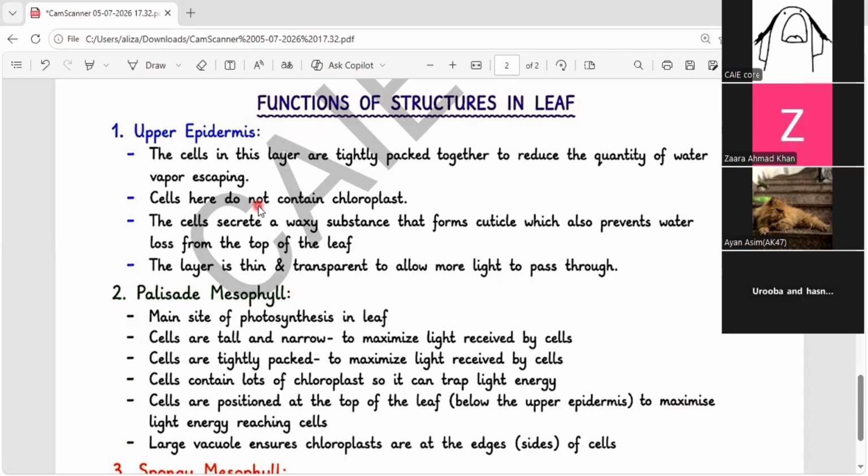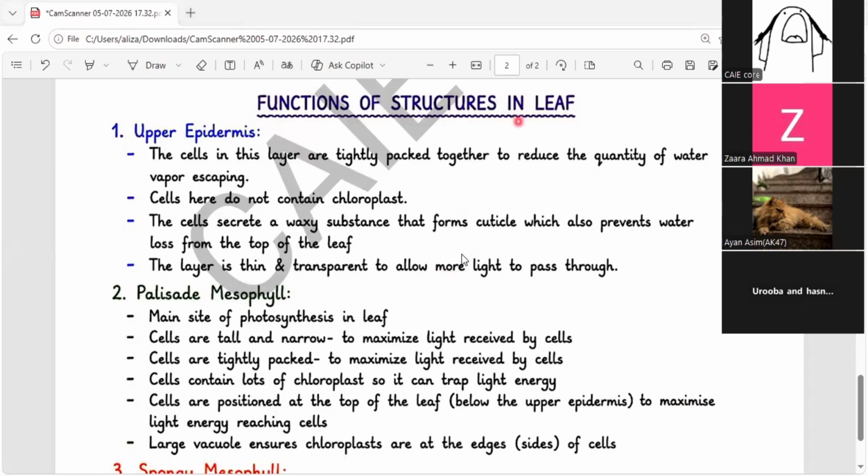Now let's take a look at the third characteristic of an upper epidermis. The cells here secrete a waxy substance that forms the cuticle, which also prevents water loss from the top of the leaf. As we already saw before, the water vapor has a tendency of escaping when it is exposed.